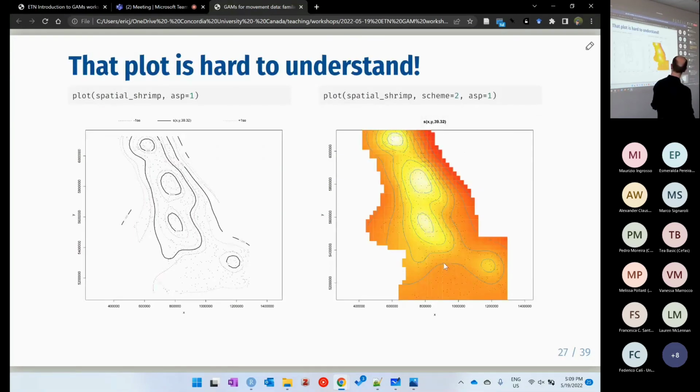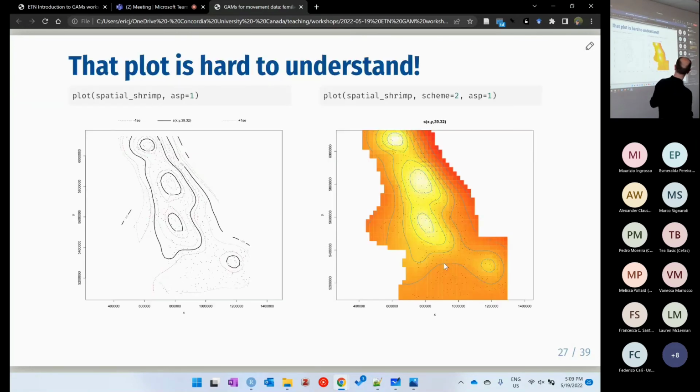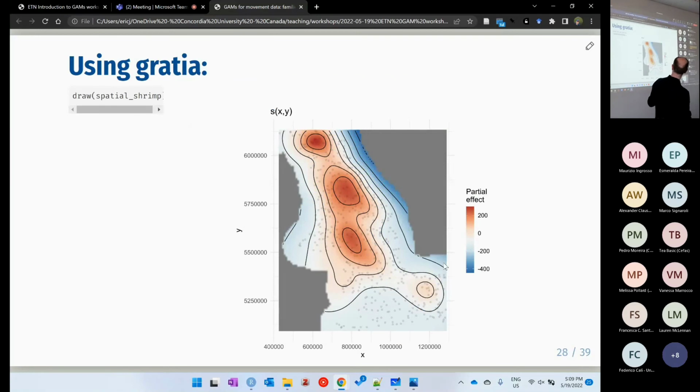Just to show you what this looks like as we change how this varies. So this is a model of 100 basis functions with X and Y as our axes, and just 2,000 trials for a single year plotted here. We're going to see more about gratia next time, but gratia is a package for drawing GAMs, and it produces much better two-dimensional visualizations. So, yep. There's a question from Maurizio.